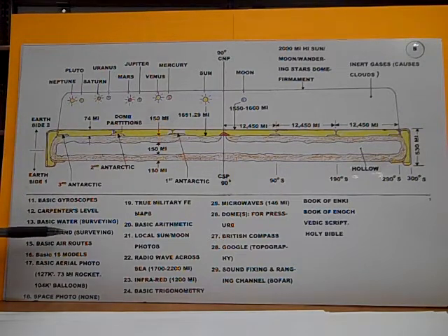Number 14, basic land surveying. That includes theodolites and all of these things, typology and topography. Number 15, basic air routes. Basic air routes like airplane routes and so forth are all done on a flat Earth.